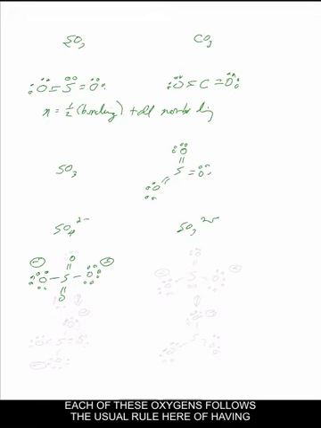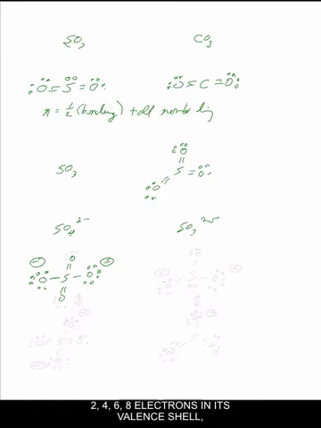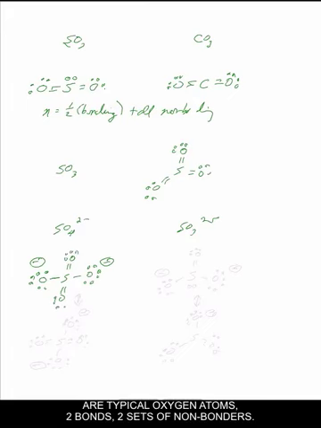Each of these oxygens follows the usual rule here of having 2, 4, 6, 8 electrons in its valence shell, but 2, 4, 6 plus 1 of these bonders is 7, so that's a 6A element feeling 7 electrons in its shell, so it's a -1. The other 2 oxygens, on the other hand, are typical oxygen atoms, 2 bonds, 2 sets of non-bonders.